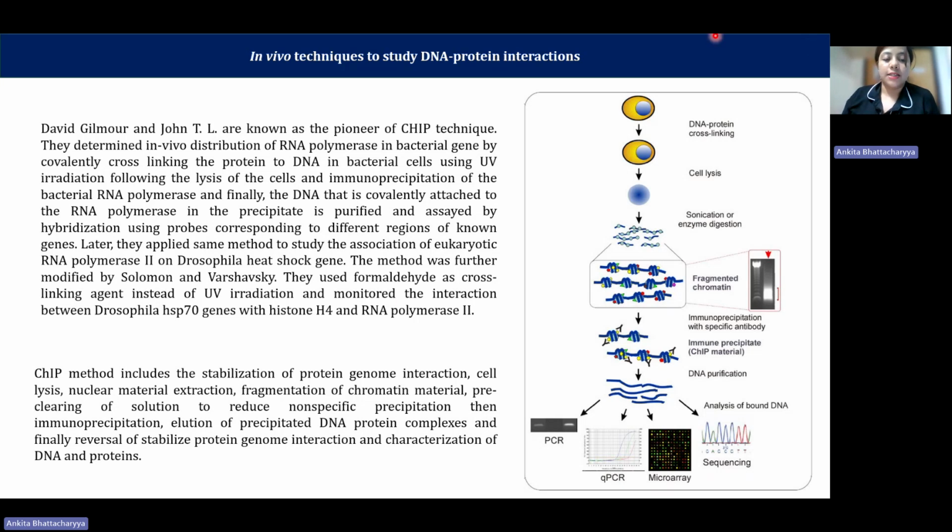It stabilizes these genome-protein interactions, and following that, you perform cell lysis, nuclear material extraction, fragmentation of chromatin material, pre-clearing of the solution to reduce non-specific interactions and non-specific precipitation, and then immunoprecipitation, elution of your precipitated DNA-protein complex, and finally the reversal of stabilized protein-genome interaction and characterization of DNA and protein.